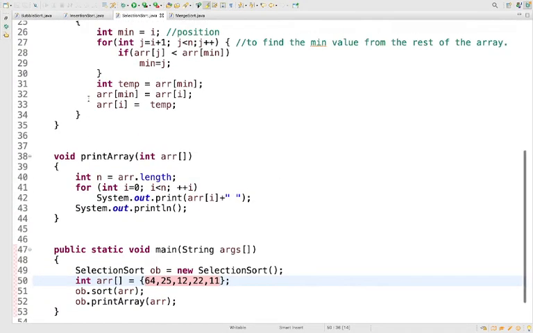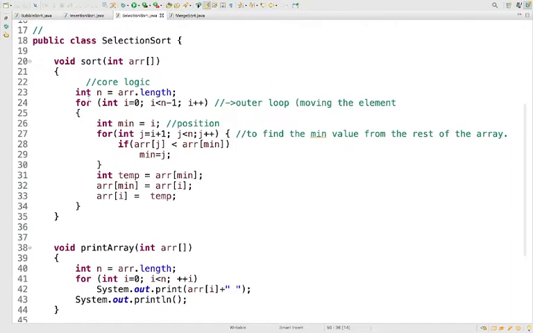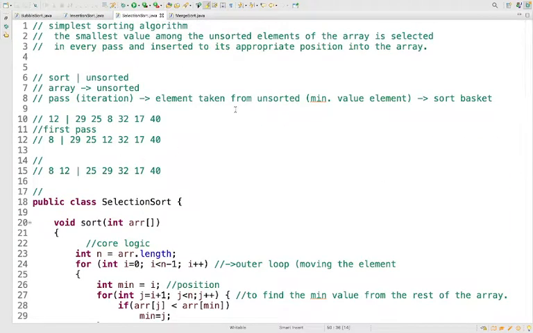Okay, so to summarize in one line, it will find the minimum value from the rest of the array and put it at its appropriate position in the beginning. Okay, this is the basic selection sort. Now let's go with the bubble sort.